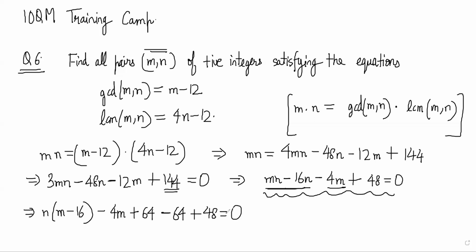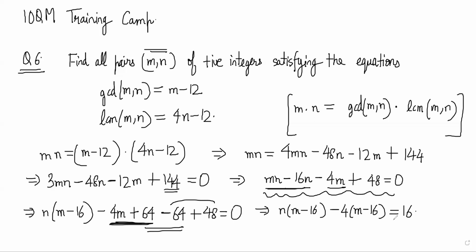Then I have to add a minus 64, and there is a plus 48 anyway. So what have I done? I have added and subtracted 64 here in order to factorize it with m minus 16 as a factor. So you will get n times m minus 16 minus 4 times m minus 16, and this is covered now. Now you have a minus 16, which can be taken on the other side. So finally, you will get this equation, n minus 4 times m minus 16 is equal to 16.